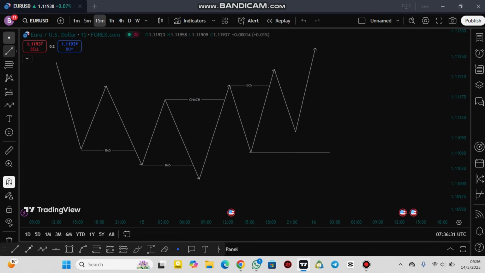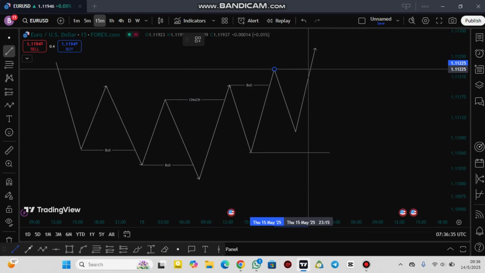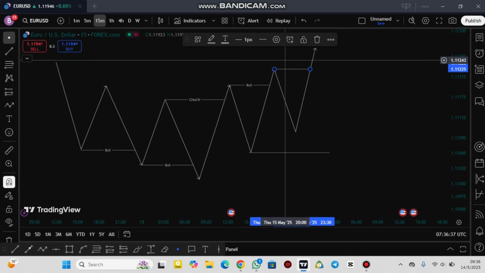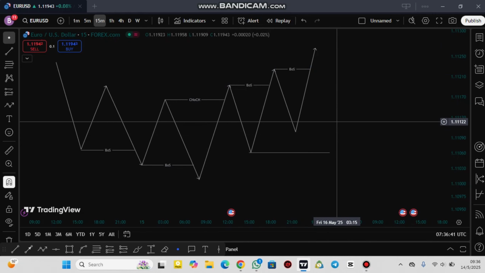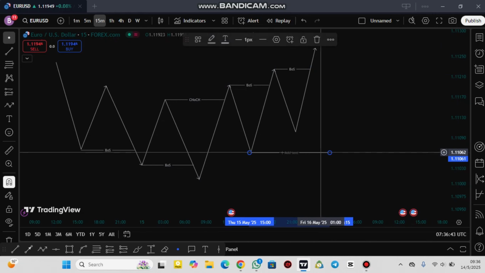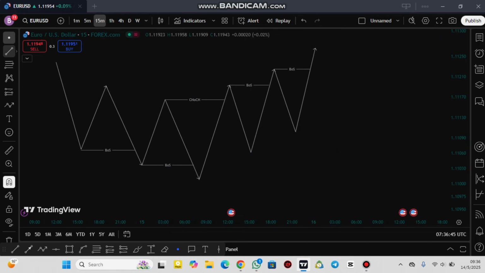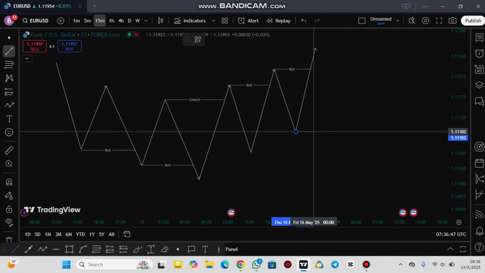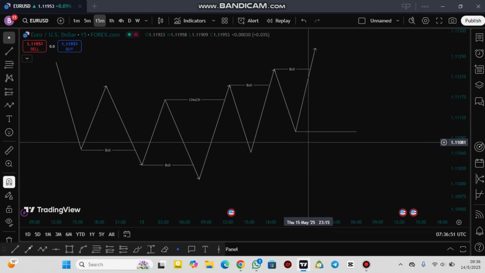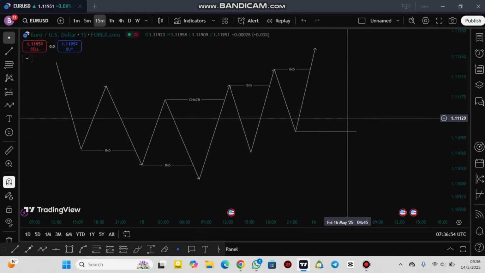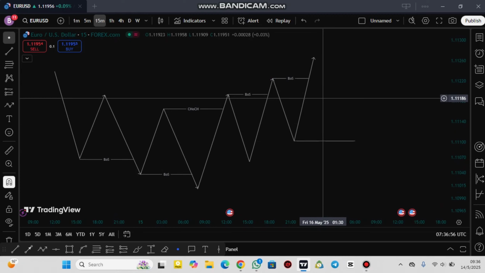And then what happens when price creates a new higher high? Price gives us a new break of structure to the upside, right? What else does price create after it gives us a new break of structure? Price also creates a new higher low, because this low is higher than this low. So this becomes our new higher low.